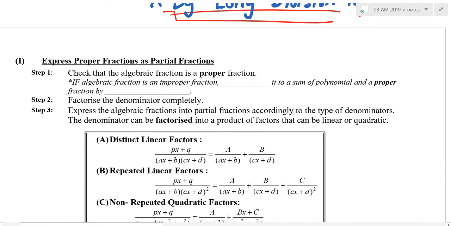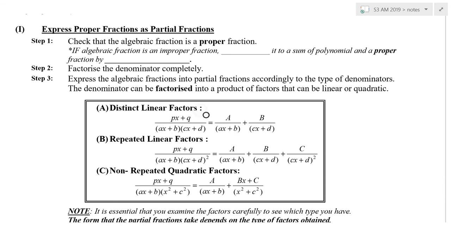Okay, now express partial fraction in as a, what am I talking? Express partial fraction, everything important please. Stand out if you need to. Very important, very short topic but very important. Express proper fraction as partial fraction.